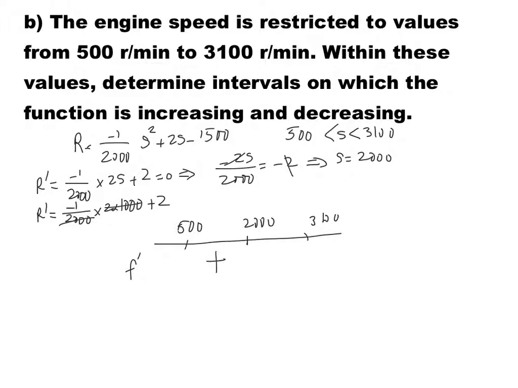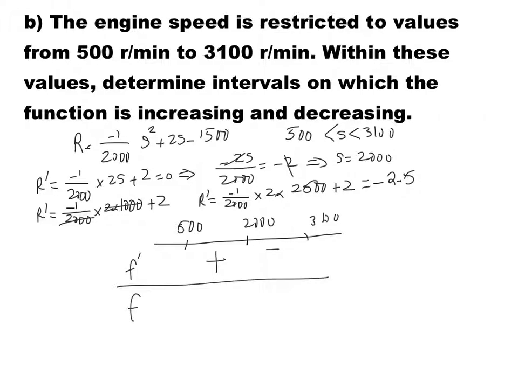For 2000 to 3000, if we find, let's say, 2500, we substitute 2500 for S, we get R prime is negative 1 over 2000 times 2 times 2500 plus 2, which simplifies to negative 2.5, which is a negative number. So we can see that our function is going to increase here and decrease here.